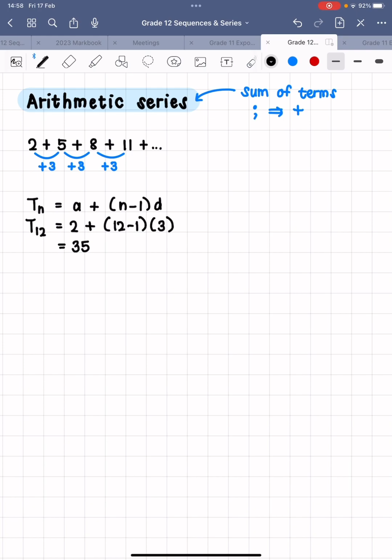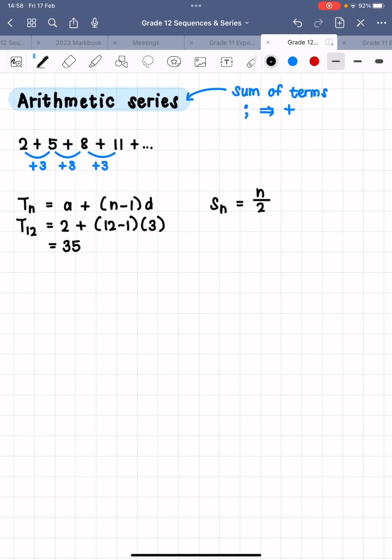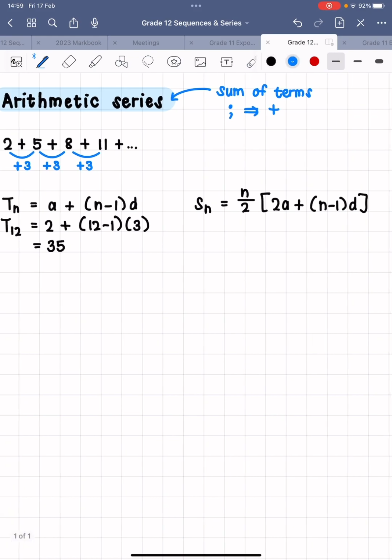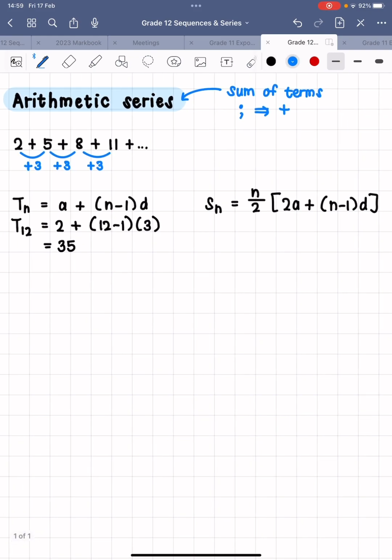But now, since we are adding terms together, we have another formula that we need to be able to do, and that is the sum formula. So we use a capital S to represent sum, and then we say Sn for n terms, so we have our n as a subscript. Now, this is a formula that is on the formula sheet, so I'm just going to write that out for you, and all of these variables represent the exact same thing as in the previous formula.